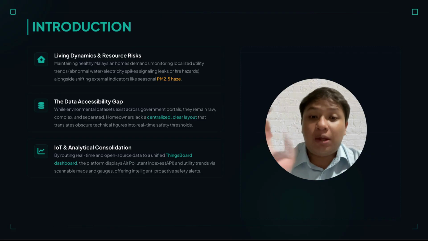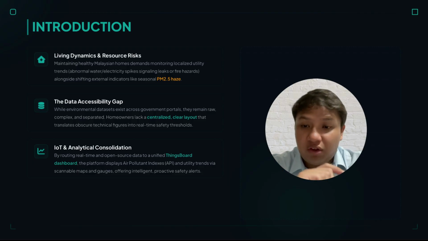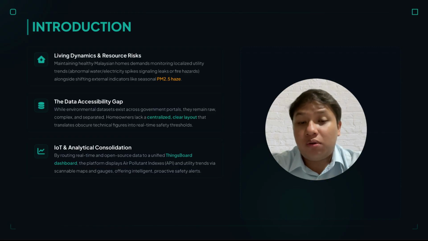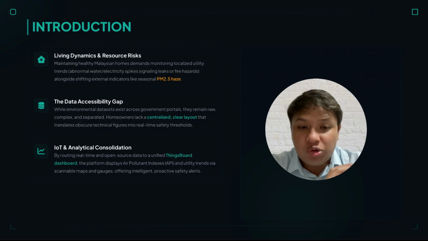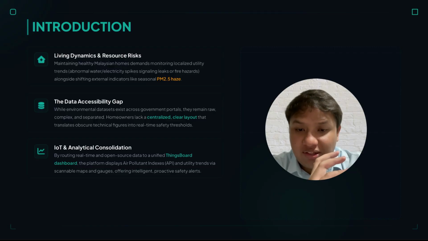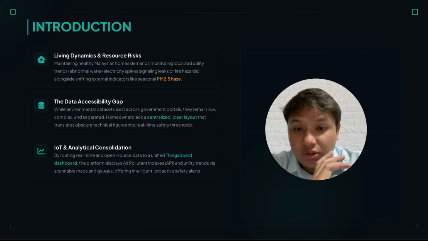Finally, the system applies data analytics to group these streams into distinct safety thresholds, allowing it to provide intelligent recommendations tailored for Malaysian households, such as advising residents to close windows and run indoor air purifiers when regional pollution spikes, or alert them to audit home appliances if localized electricity grids show extreme peak load warnings.